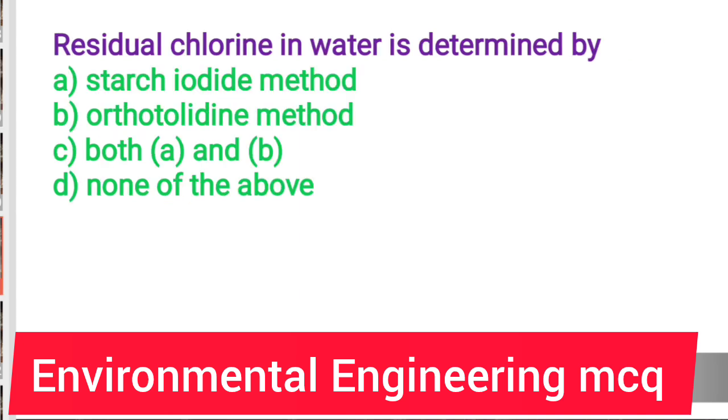Next question, residual chlorine in the water is determined by: option A starch iodide method, option B orthotolidine method, option C both A and B, option D none of the above. The correct answer is option C both A and B.